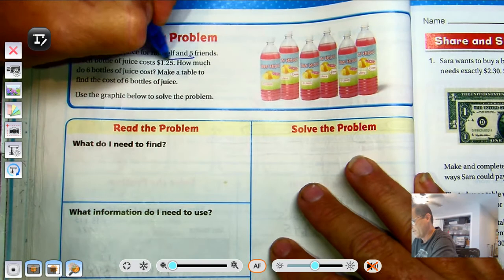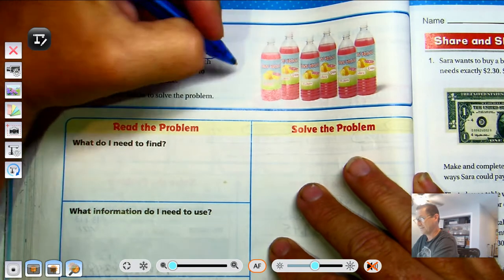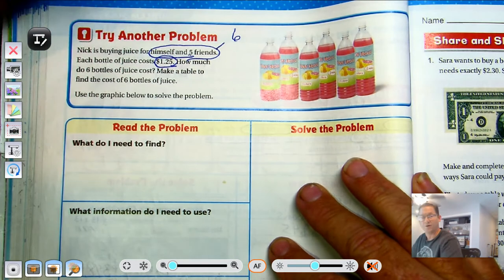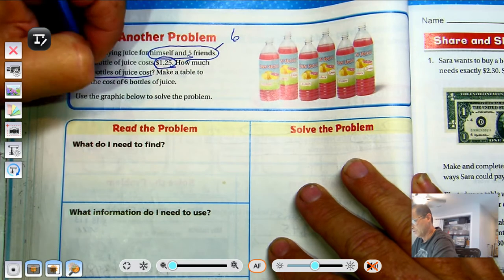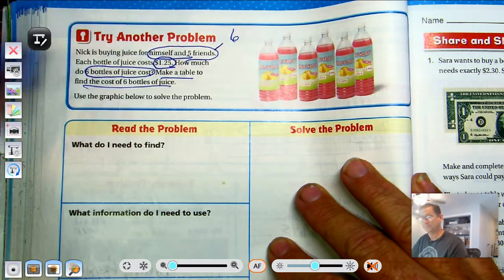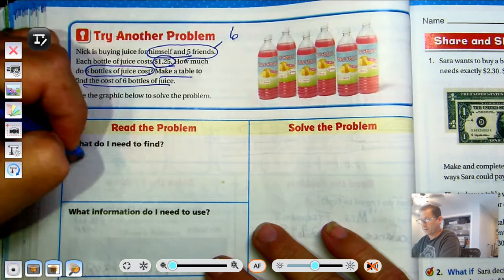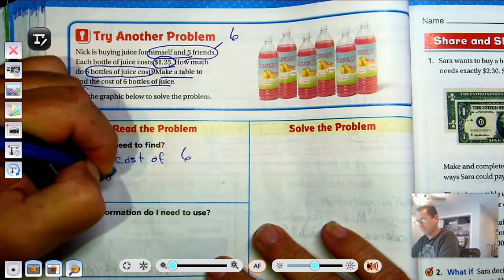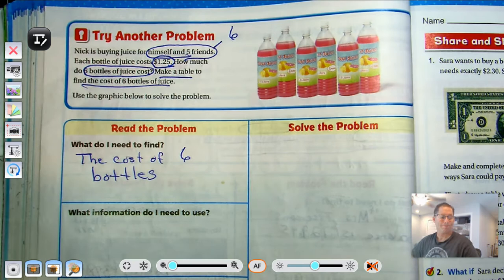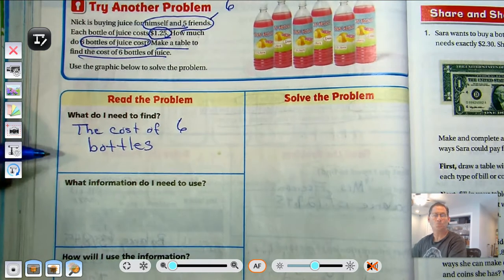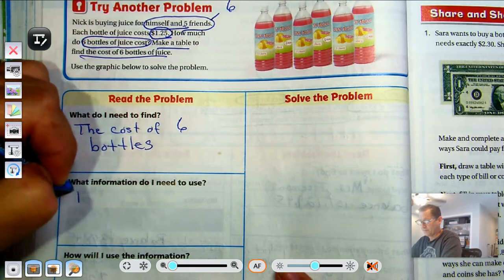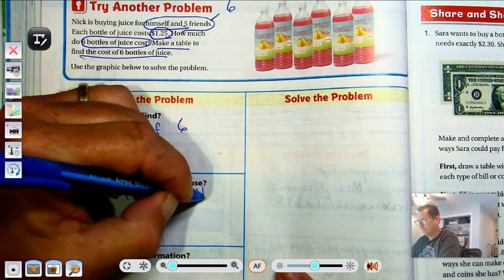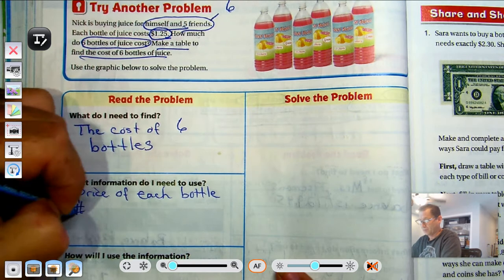All right, so himself and 5 friends. So that's 6 people, right? Each bottle costs $1.25. So how much do 6 bottles cost? What do we need to find? The cost of 6 bottles. What information do I need? Well, I need to know the price of each bottle, and the number of bottles bought.